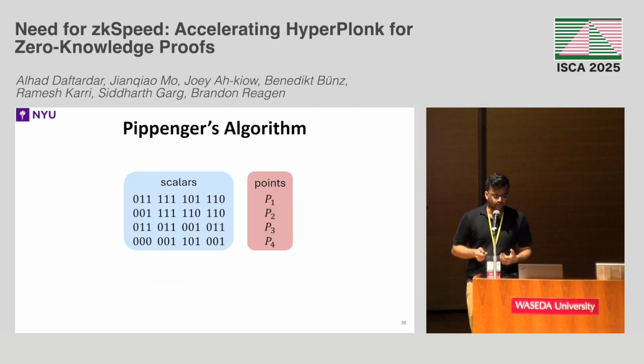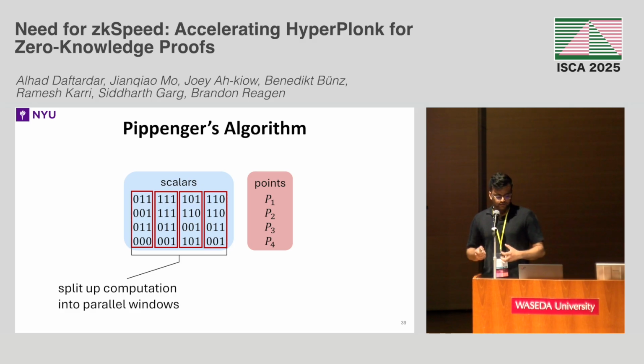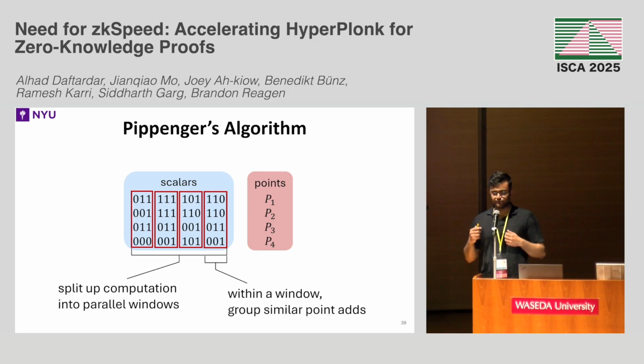So what prior works have done is look at Pippenger's algorithm, which is a way to essentially partition the computation into parallel bit slices of these scalars called windows. And this significantly reduces the number of point additions that are needed. On top of that, within a window, you can group point additions together to significantly reduce the compute burden.